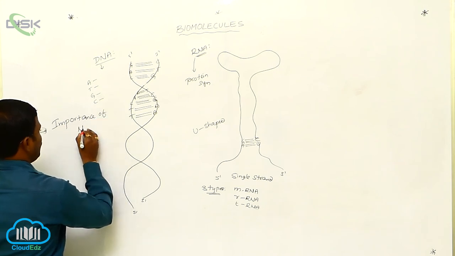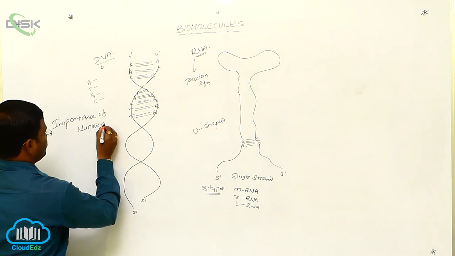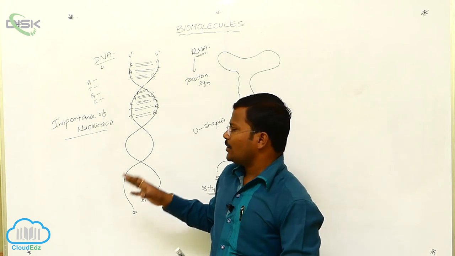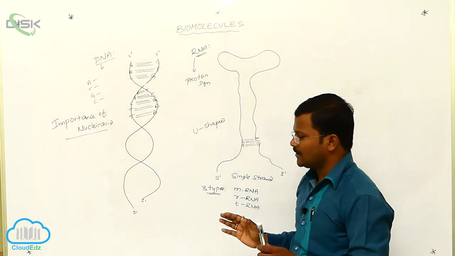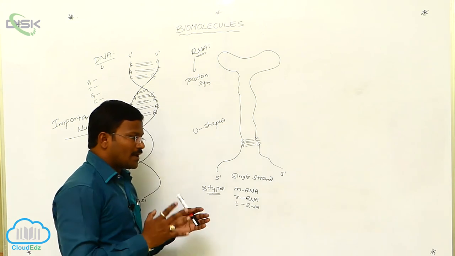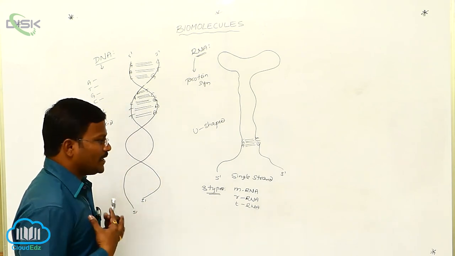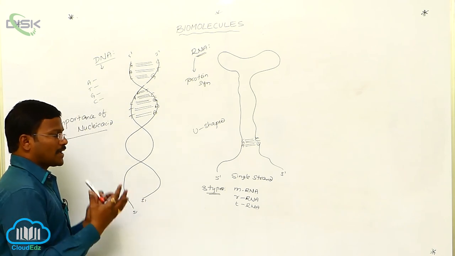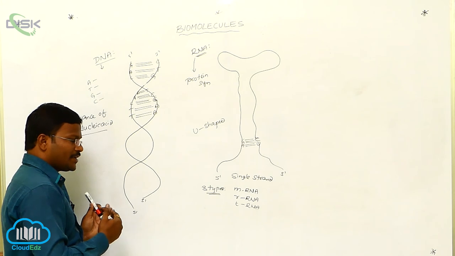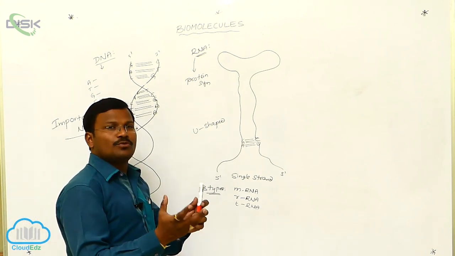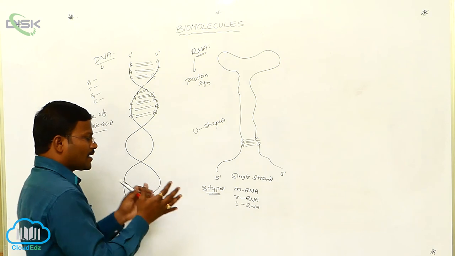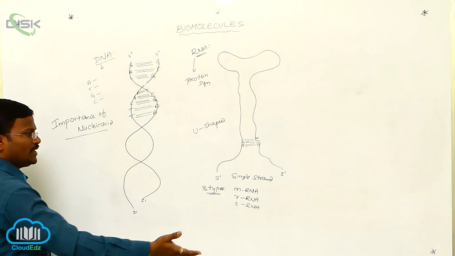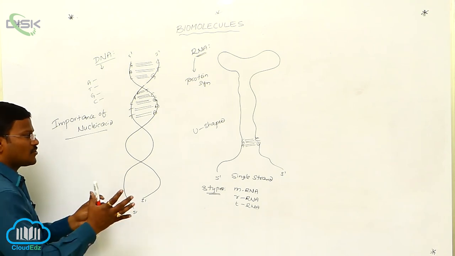So here is this. Whereas let us have the next one, the importance of nucleic acids. So I already told you just now, nucleic acids are nothing but a type of chemical substances present in the nucleus of every cell, which are useful to carry information or characteristics from one generation to another generation. It seems to be heredity. Sometimes the characteristics of the parent generation are seen in the daughter generation, and it is called heredity.